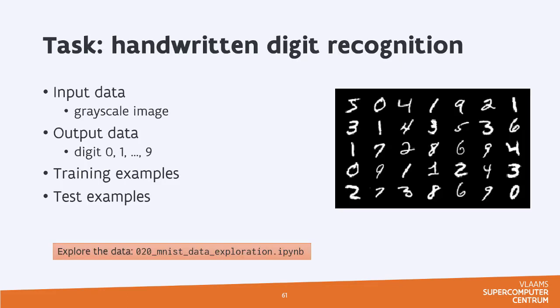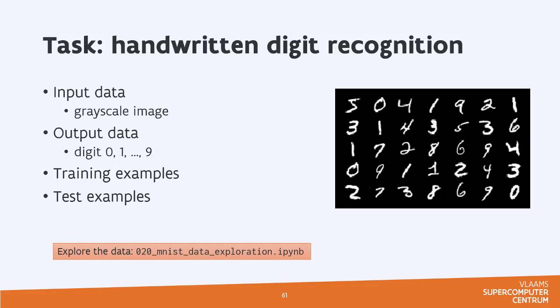So, our task is handwritten digit recognition. On the right hand side you see some samples of digits that were written for postal codes for the US Postal Service. They collected this data and made it available as a test set. So the input image is a grayscale image. It is 28 by 28 pixels, so it's pretty small images. And it has 255 levels of gray values. The output data is of course a digit 0 up to 9.